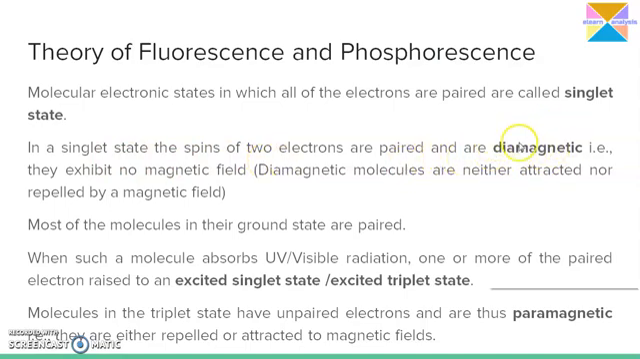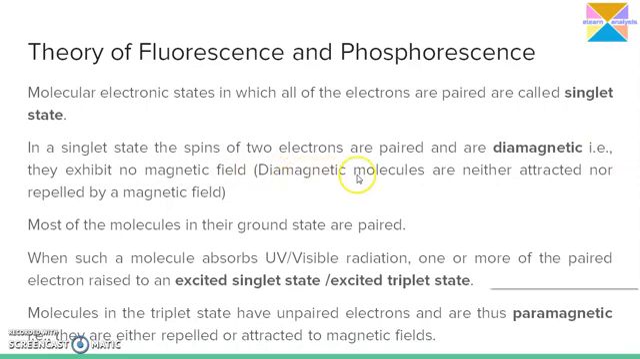Diamagnetic means they do not exhibit any magnetic field, because the spins of these two electrons are paired in nature. The magnetic field generated by each is nullified because the spin is paired, and ultimately there is no magnetic field that is visible out of this singlet state.